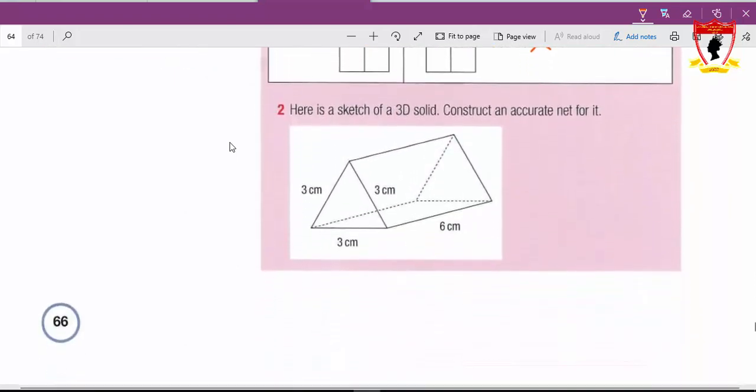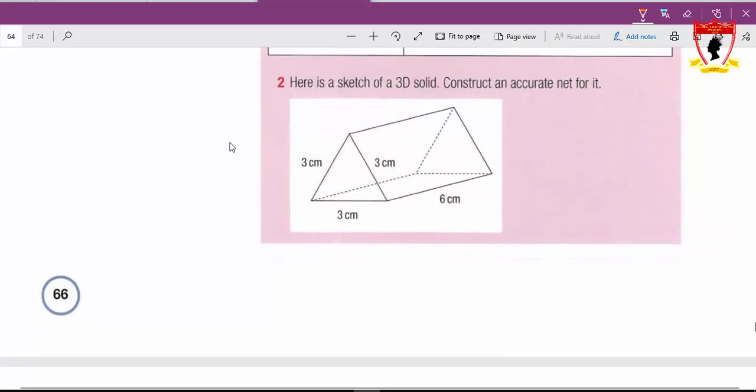Here is a sketch of a 3D solid. Construct an accurate net for it. So constructing the net of this triangular prism, I'm going to do it freehand, but I'm going to provide the idea of doing it. To draw the net of any 3D shape, start by drawing the base. The base here is a rectangle which is 3 by 6. Here is the base. This base is 3 by 6.